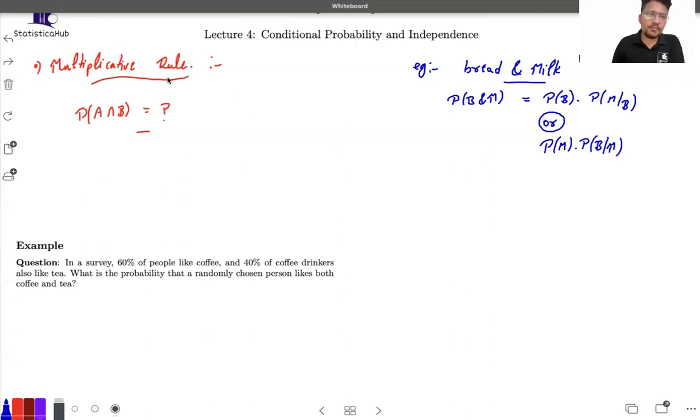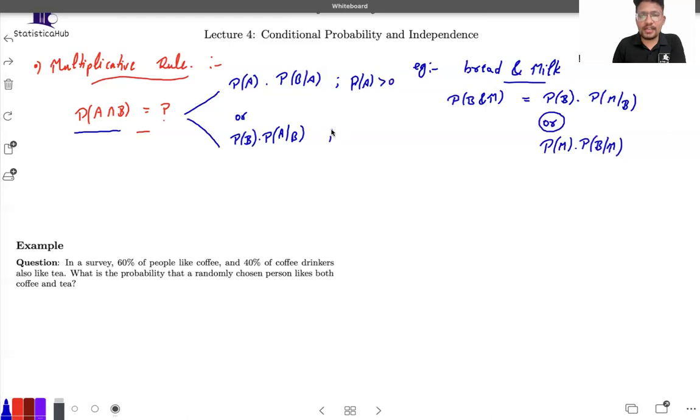This kind of rule is known as the multiplicative rule. For the probability of A and B, it can be written in two forms: probability of A times probability of B given A, or probability of B times probability of A given B. Under this condition, probability of A is greater than 0, and probability of B is greater than 0. That is the multiplicative rule, how we can play with the probability of A and B using conditional probabilities. I hope that makes sense.